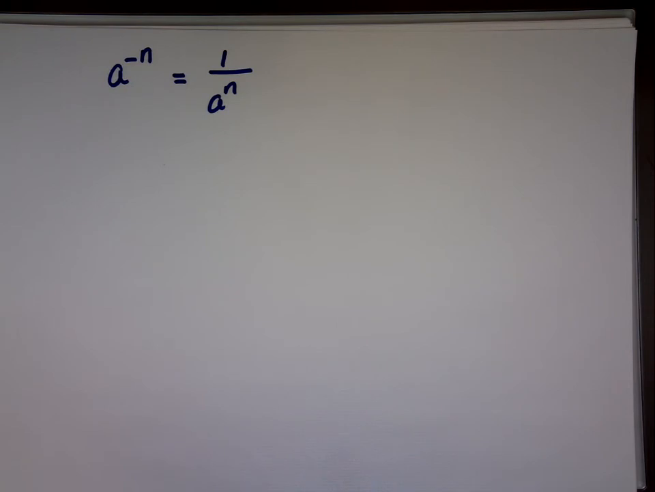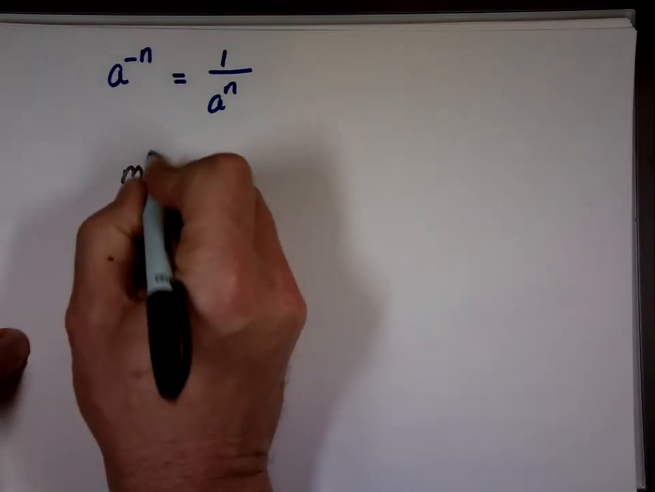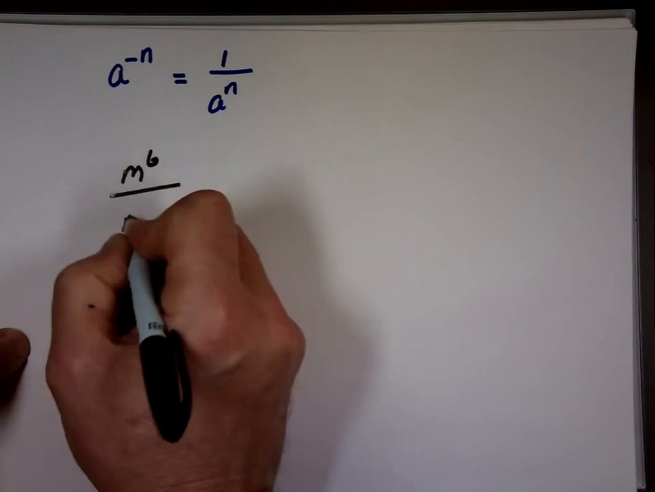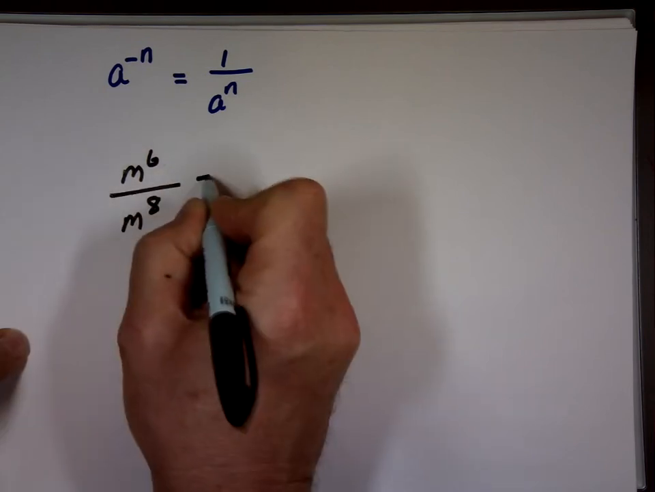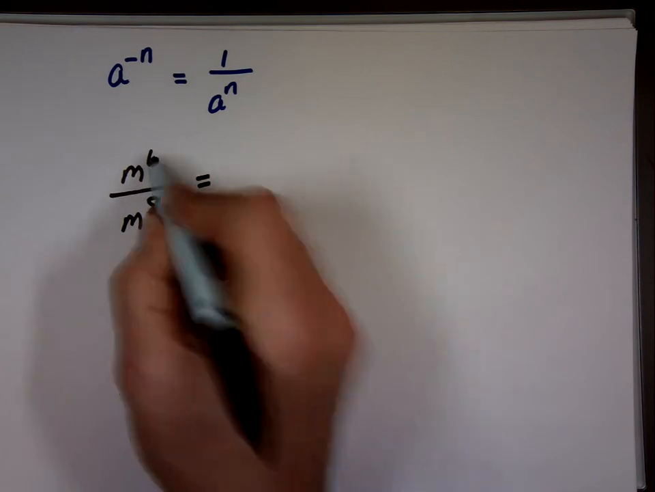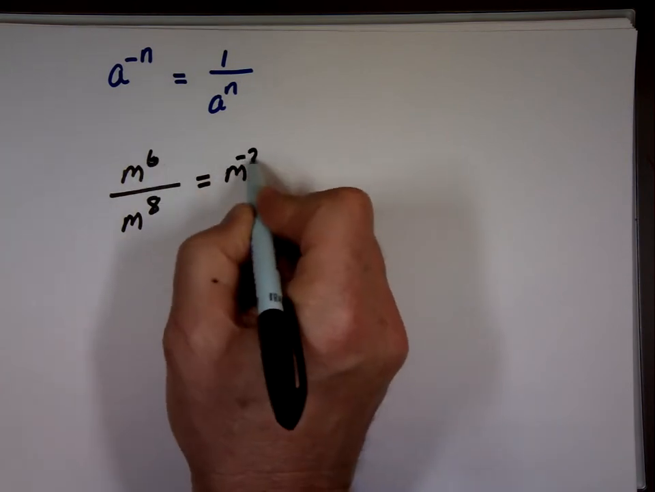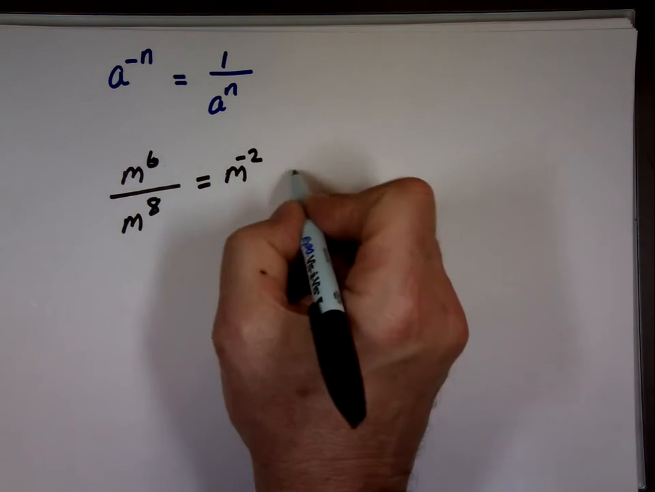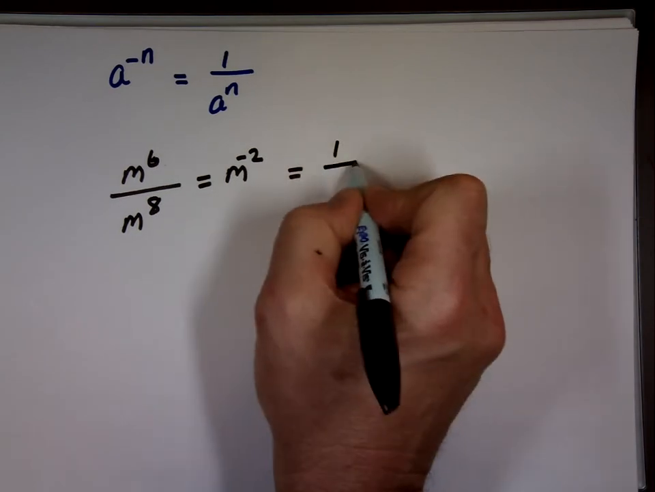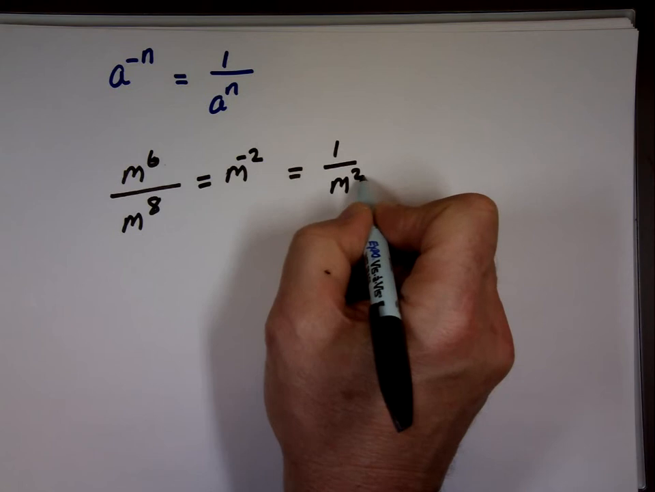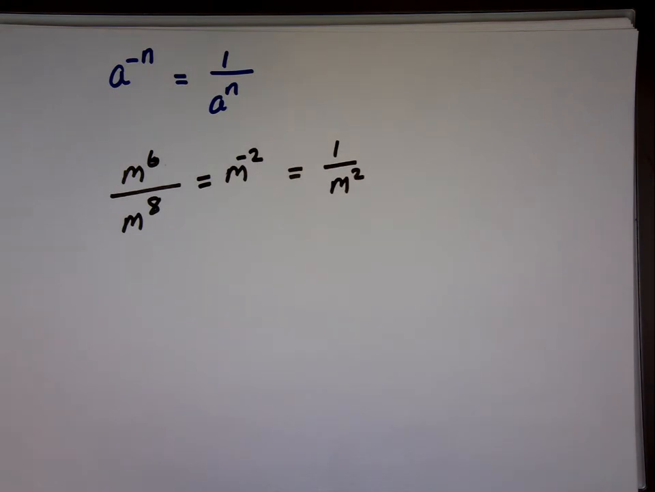So do we just change it to a positive? Yep. So when I had m to the 6 over m to the 8, the answer becomes what? M to the negative 2. Since we don't like to see negative exponents, we make it 1 over m to the power of 2. Do we have to write it like that? Yep. They'll tell you to write the answer using positive exponents only. So this becomes 1 over m to the power of 2.